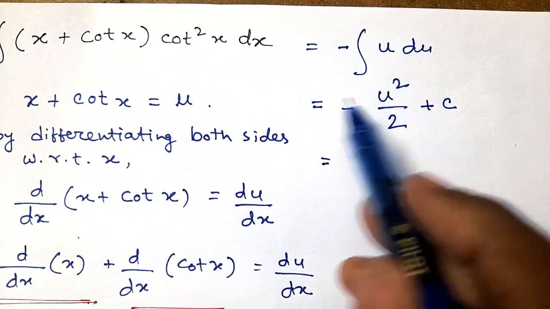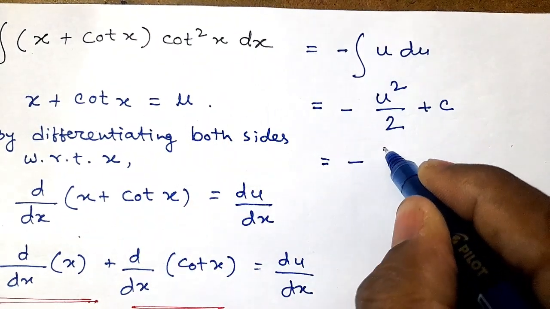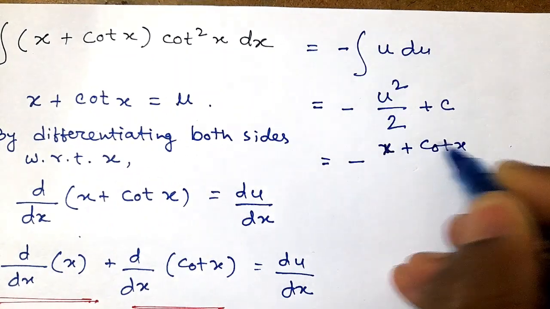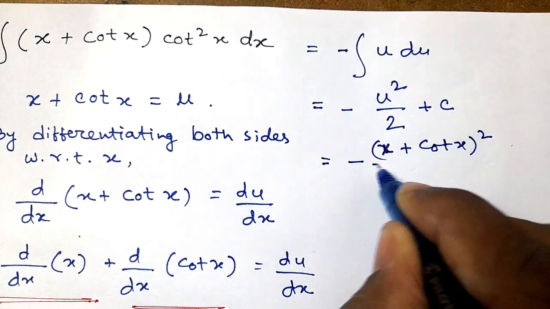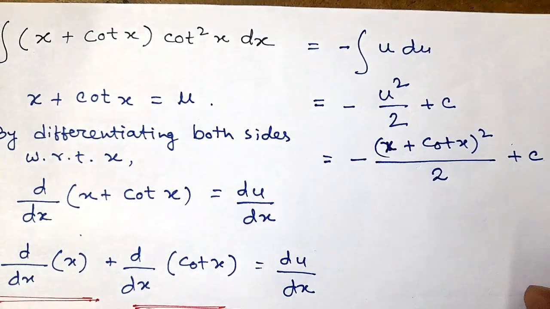Now this u we have already considered as x plus cot x. So this will be (x plus cot x) whole square divided by 2 plus c, and this is the answer.